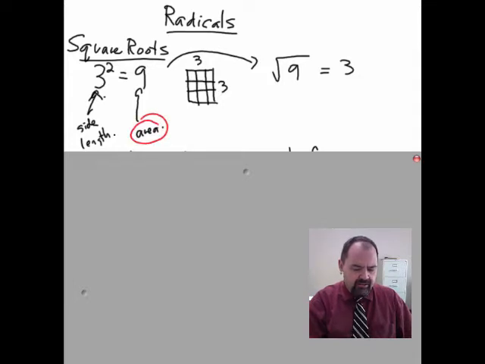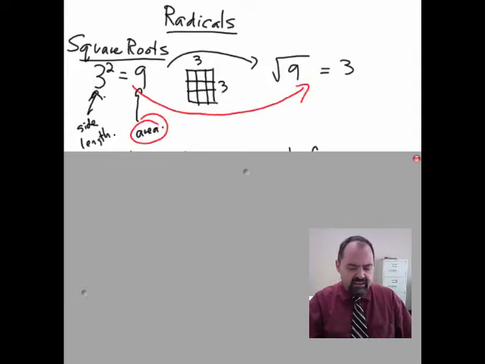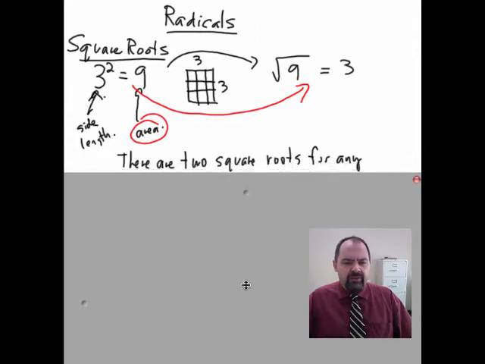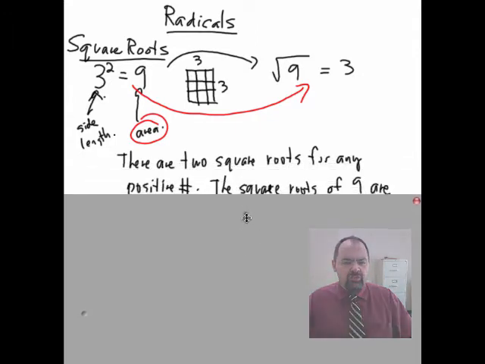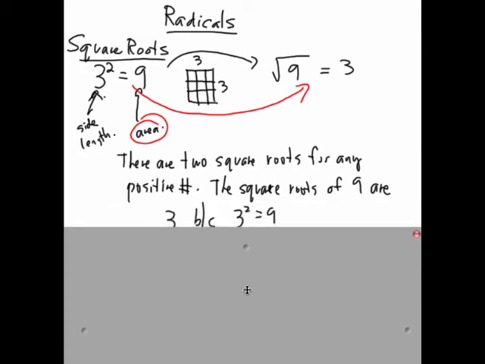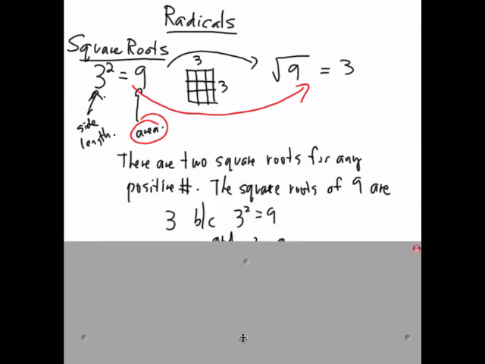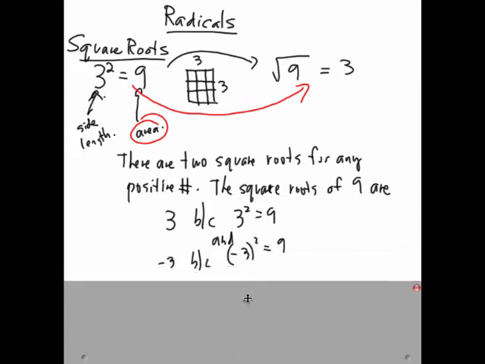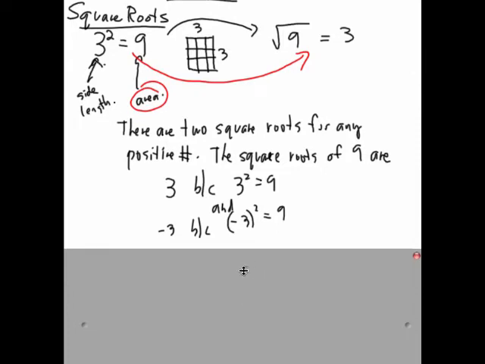And another way to write this expression, an inverse way to write that expression, would be as follows. The square root of 9 is 3. Okay, but we have to be a little bit careful here because there are actually 2 square roots for any positive number. The square roots of 9 would be 3 because 3 squared is 9, but also negative 3 because negative 3 squared is 9.